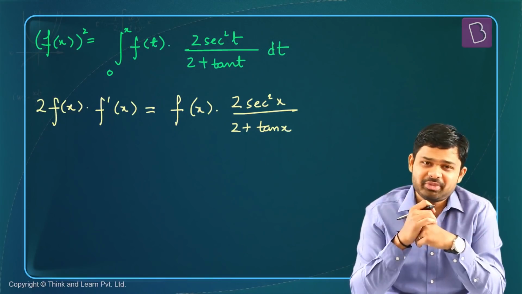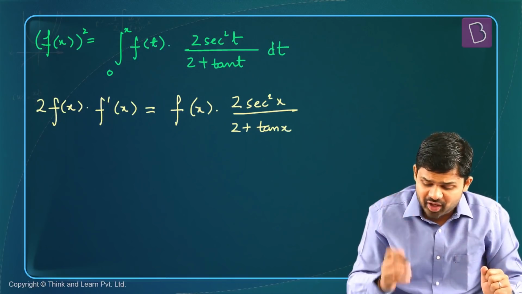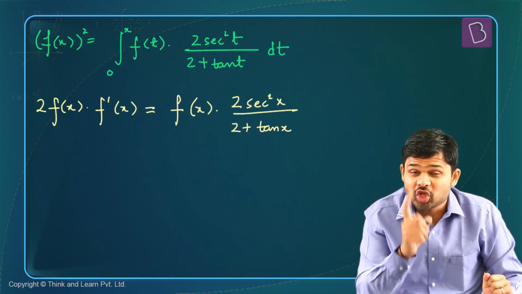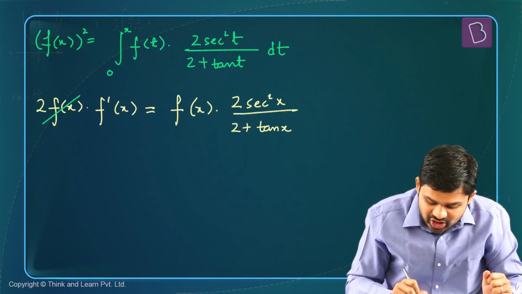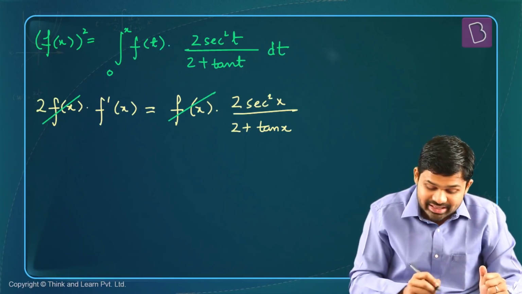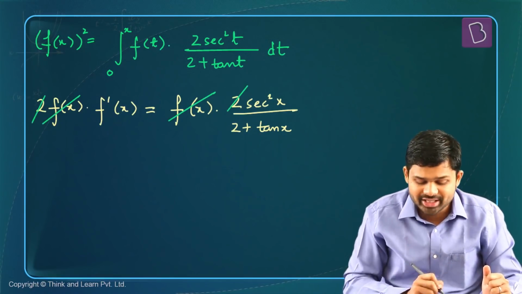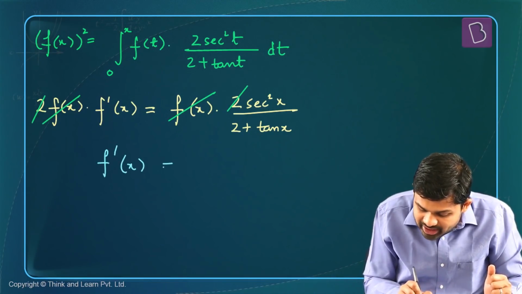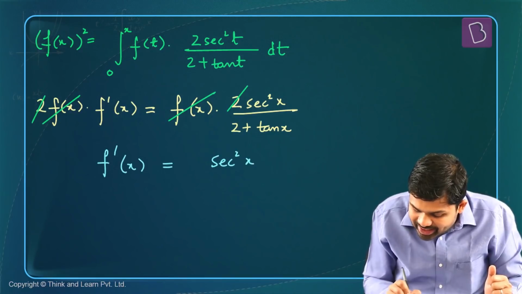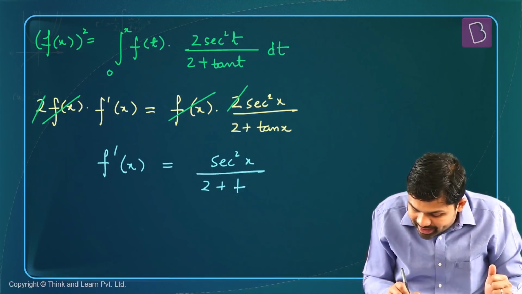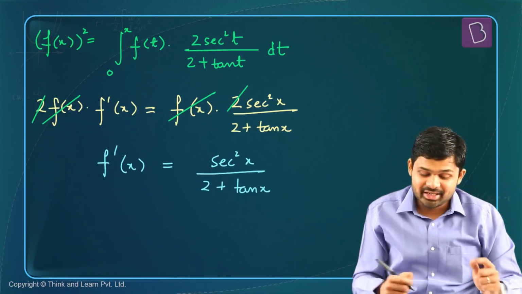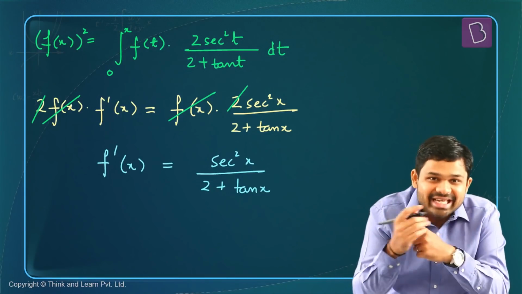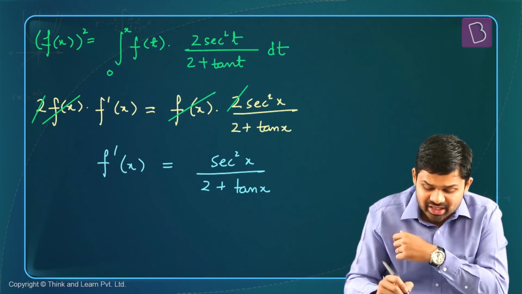So now my expression has become really simple. Further, it's been told that f is not a constant function, so I can actually cancel out the f of x from both the sides, and I can cancel out this 2 as well. So I actually have f dash of x to be equal to secant square x divided by 2 plus tan x. Now you'll have to actually integrate this expression to arrive at f of x.